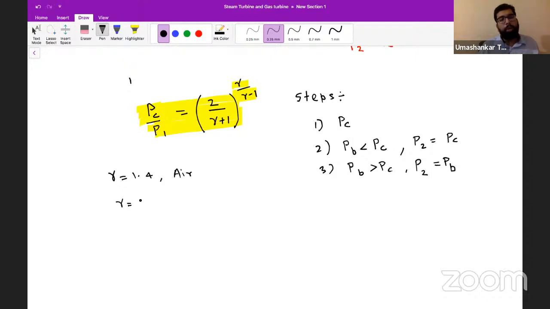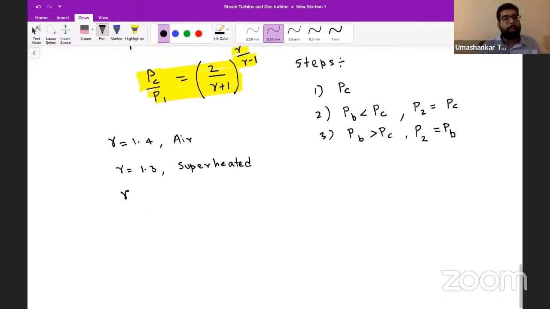Gamma of 1.3 we will use for superheated steam if nothing is given. If nothing is given, you can choose these values. If gamma is equal to 1.135, it is for saturated steam.